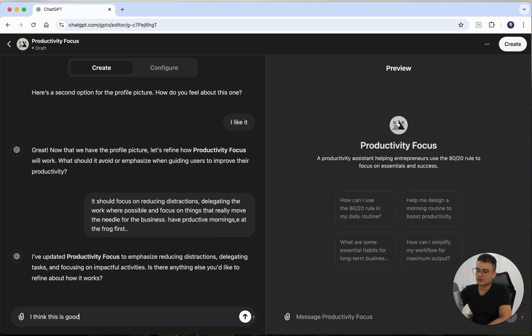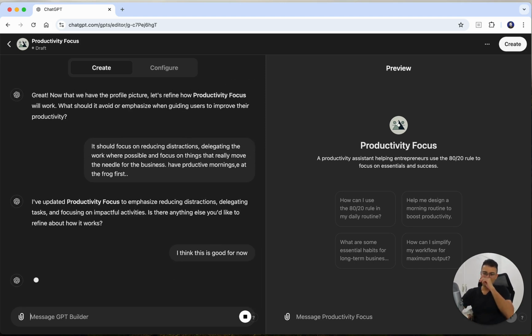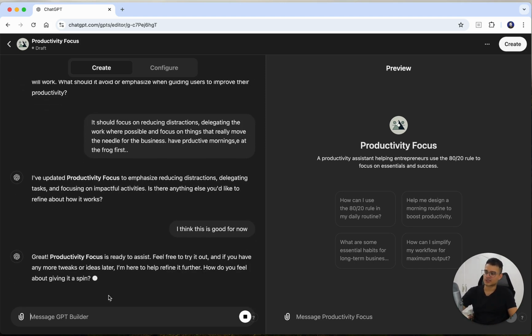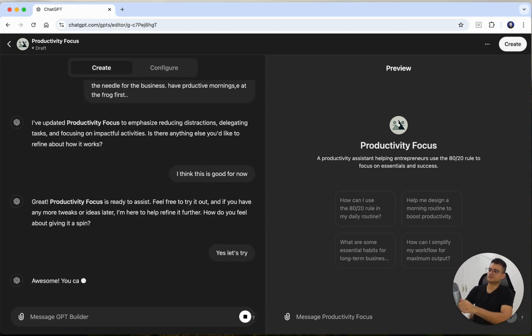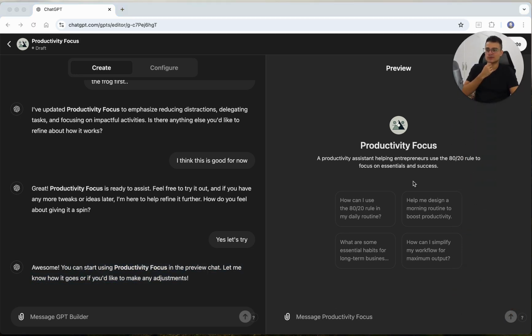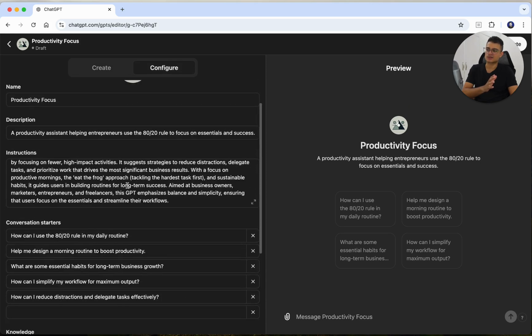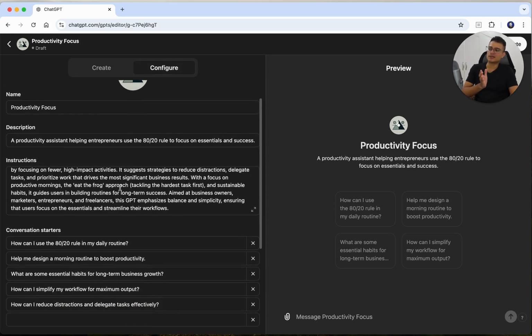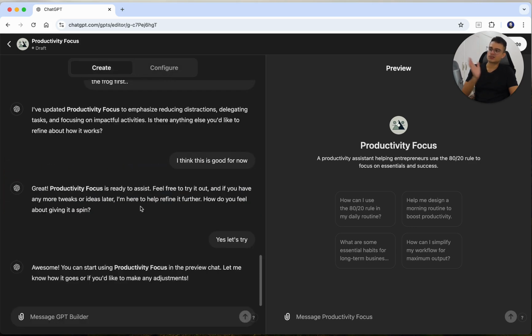I think this is good for now, just as a way of showing you the process of creating it. Yes, let's try. So now we can try it. Awesome. You can start using the productivity focus in the preview chat. So let's go to the preview chat. So on the right side of the screen is where you see the preview chat, and it's already given some conversation starters. So as you can see, it's populated the instructions based on what I said.